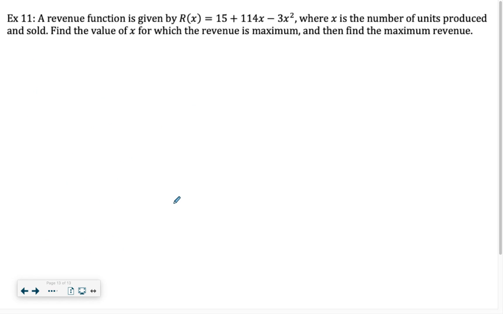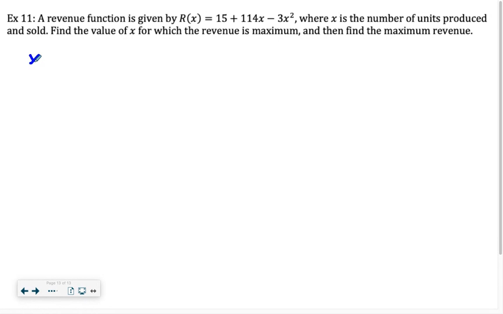Final example. It says a revenue function is given by 15 plus 114x minus 3x squared. We want to find the value of x, for which the revenue is a maximum. Well, I know that this parabola is going to open down because I have a negative a value. Even though this is in the wrong order, the a value is the coefficient on the x squared term. So here, my a is negative 3. That tells me the parabola is going to open down, which means the vertex is a maximum.